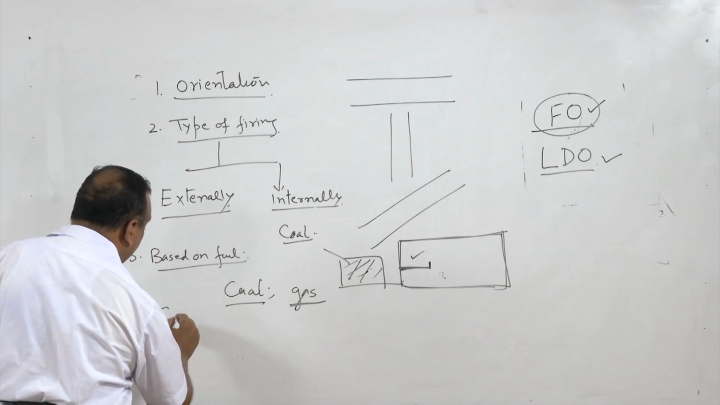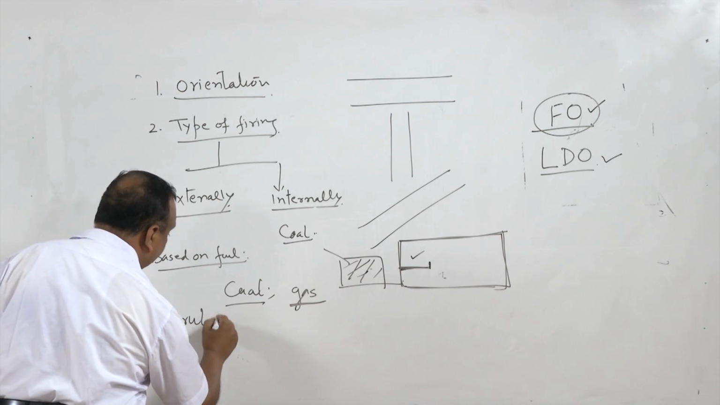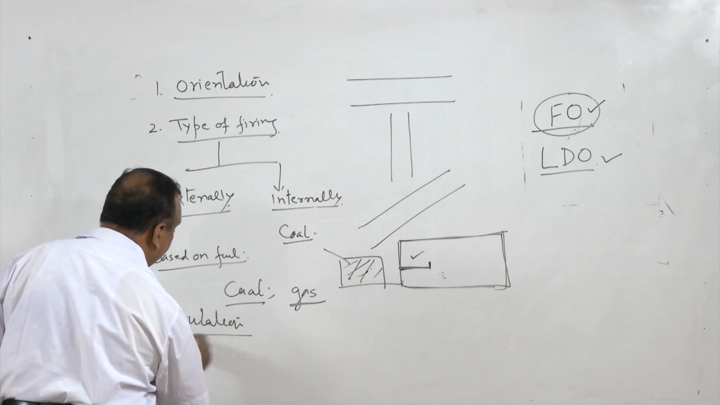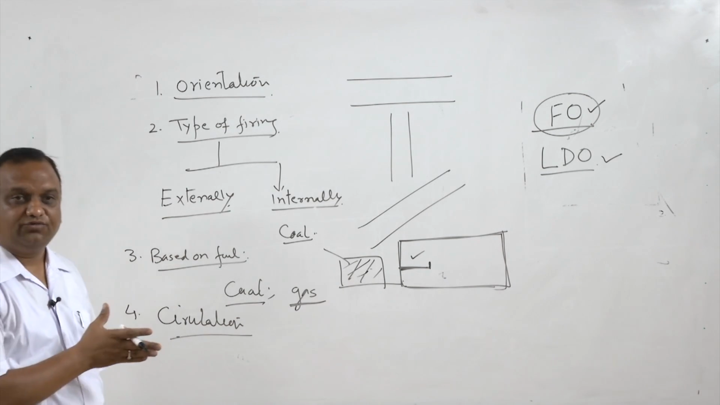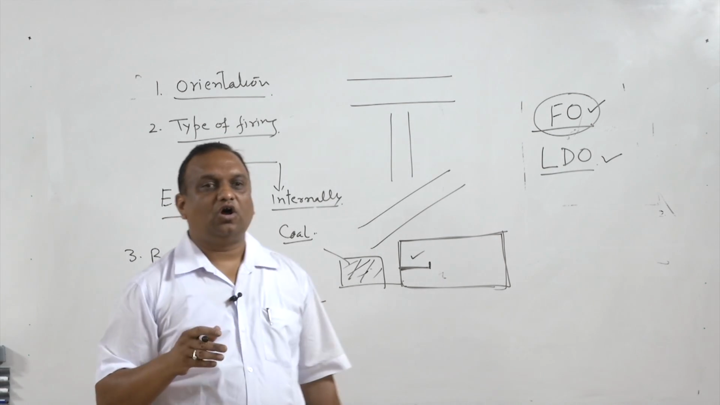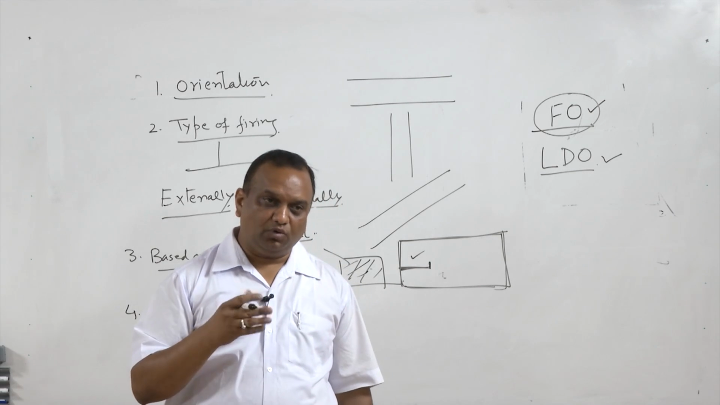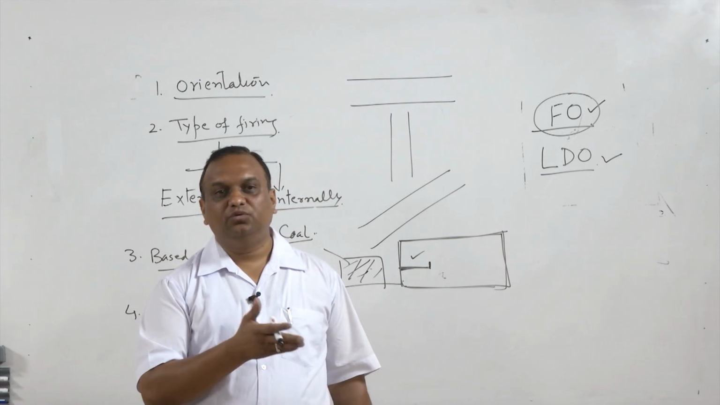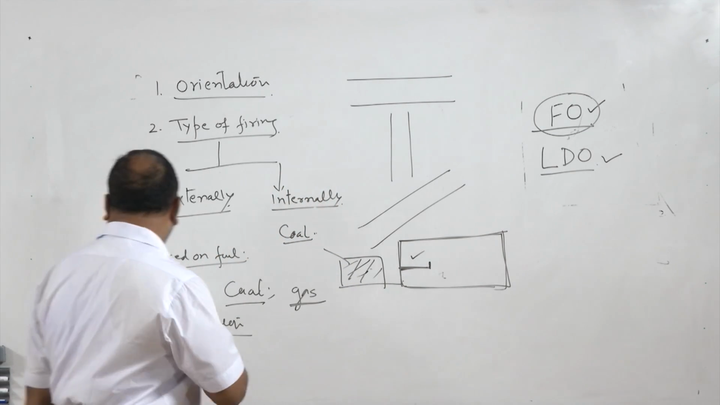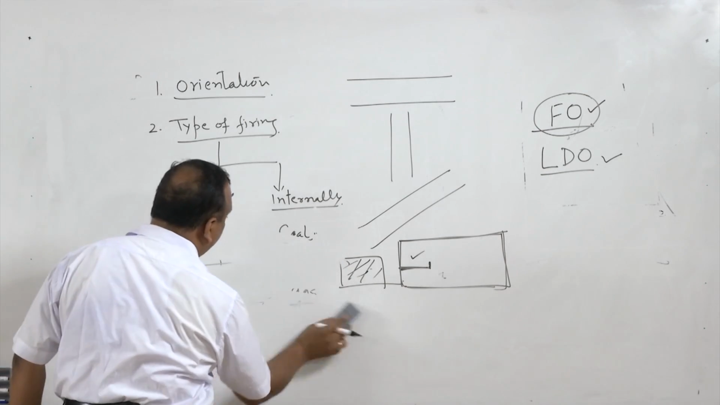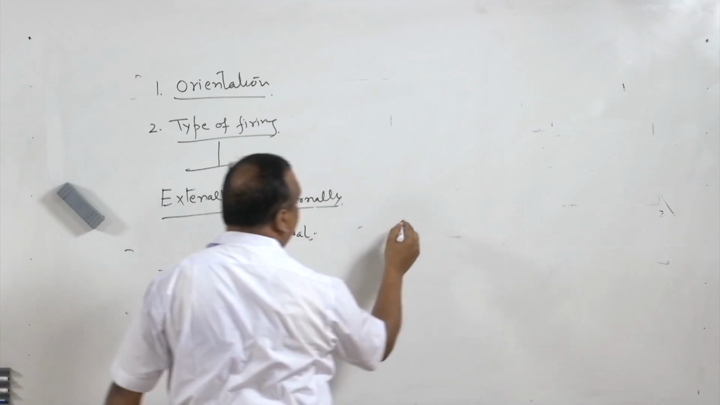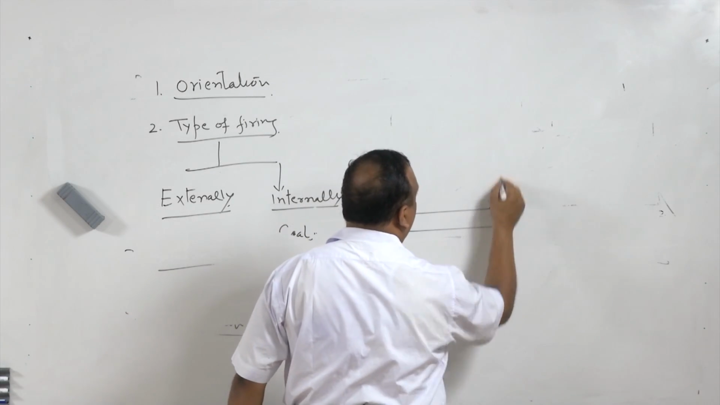Fourth is based on the circulation of air. This I have already told you. Circulation of air: it is a natural circulation of air in the boiler, or the air is circulated using a blower, or an induced draft is created, or air is sucked. There are two types of forced circulation. Suppose in a passage I have to circulate air.